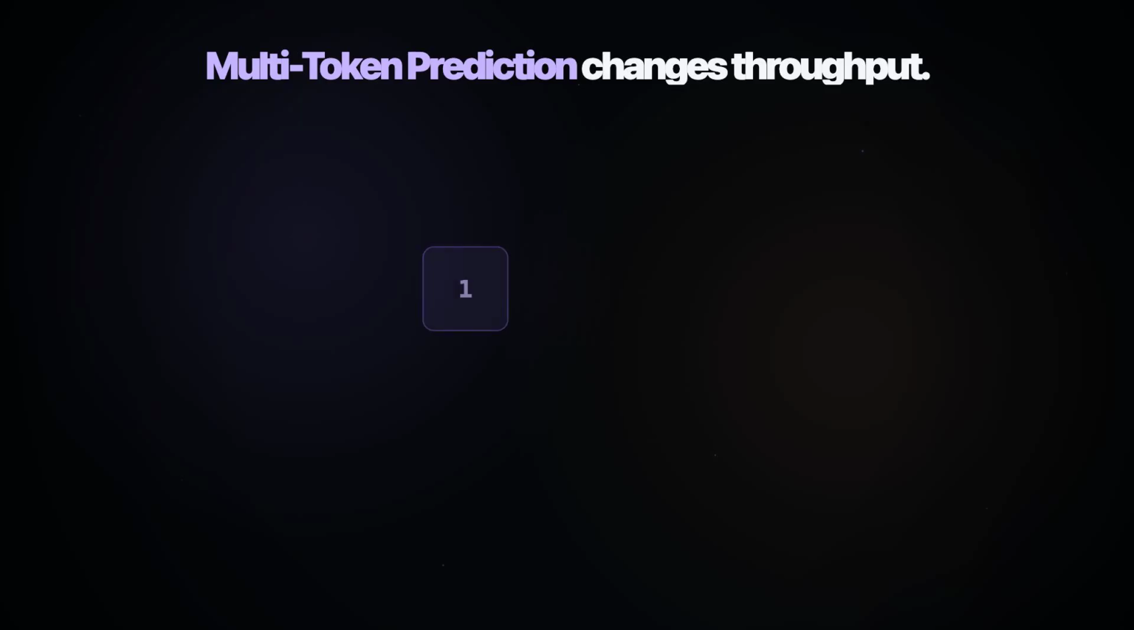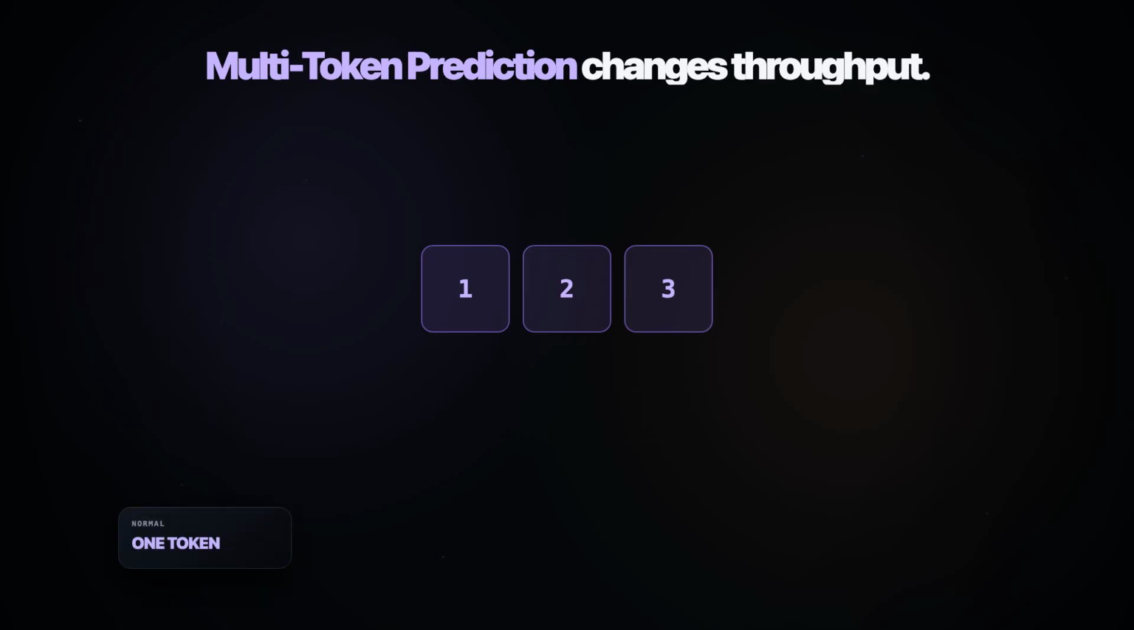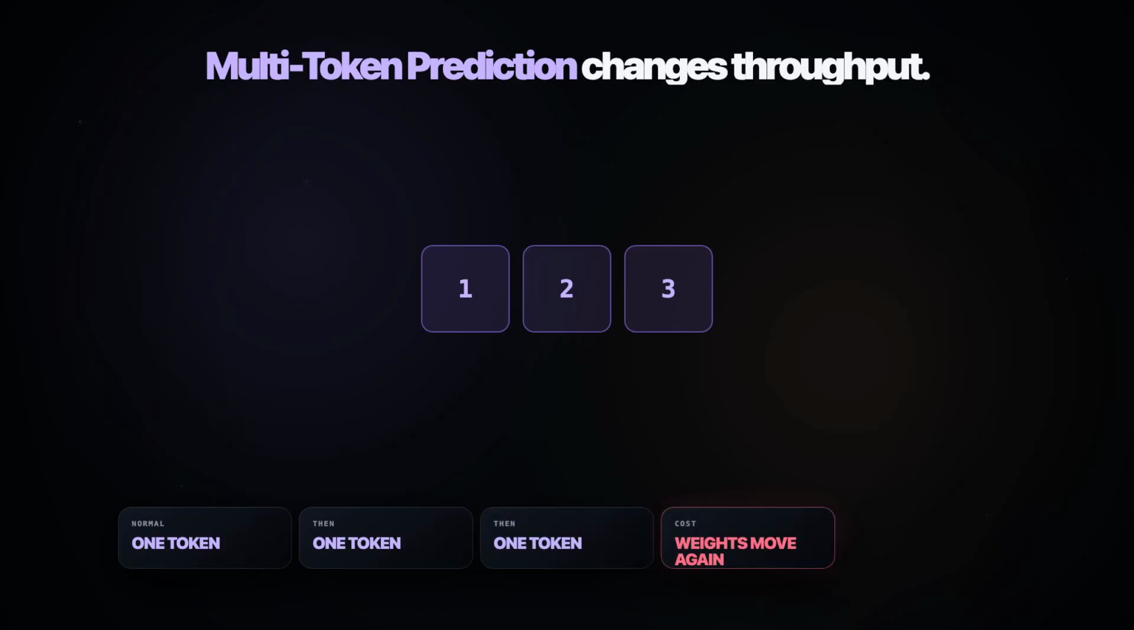There is one more feature that could make the local experience much faster. Multi-token prediction. Qwen 3.8 was trained with an MTP head. Normally, an autoregressive language model generates one token, then another, and for every token, the GPU has to move the model weights through memory again. That is why local LLM inference is often limited more by memory bandwidth than raw compute. MTP tries to change the equation.